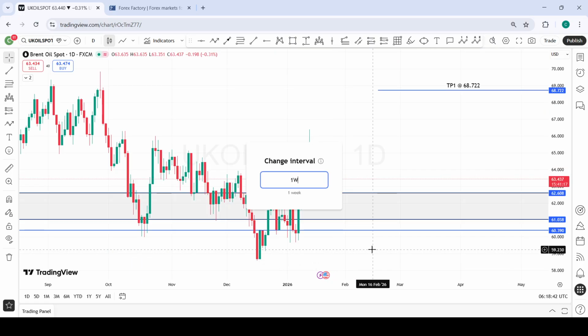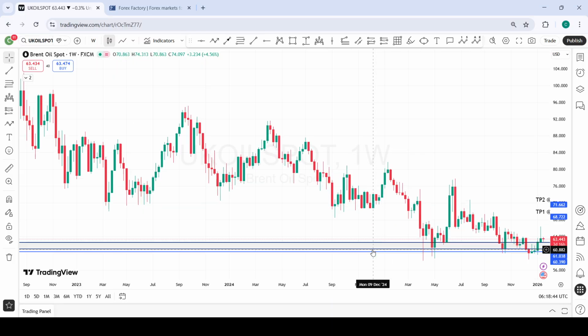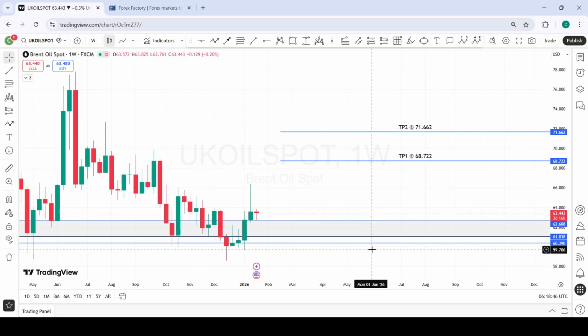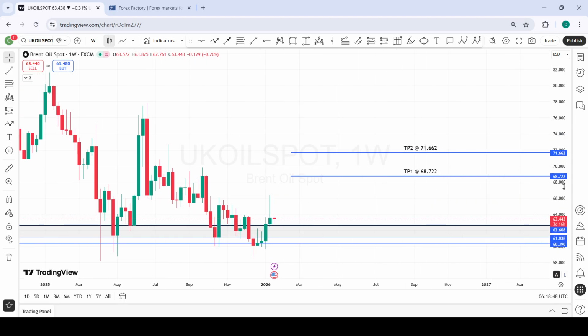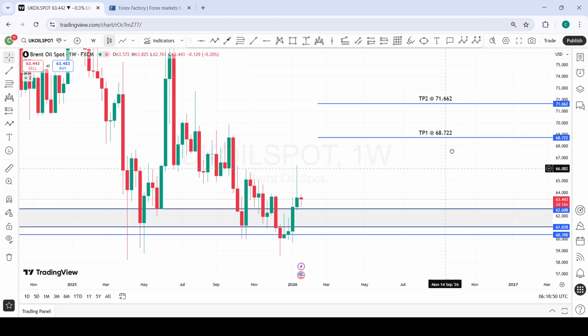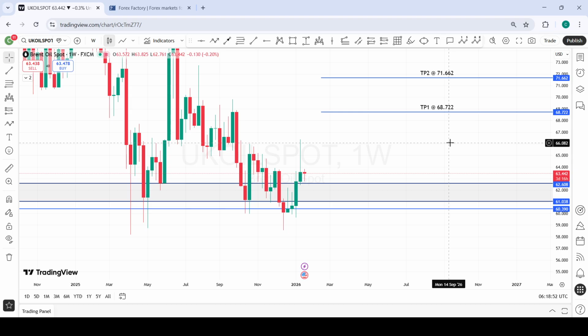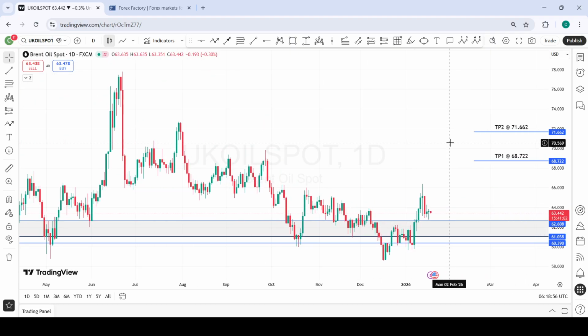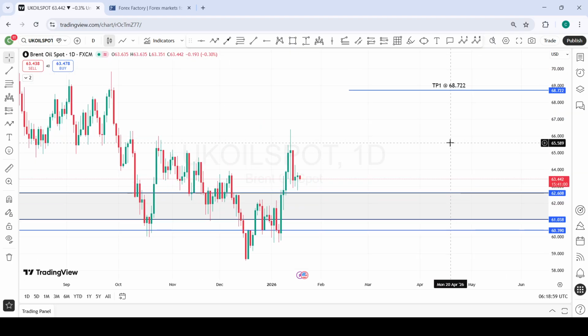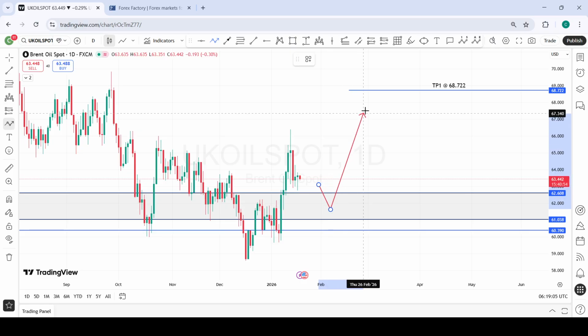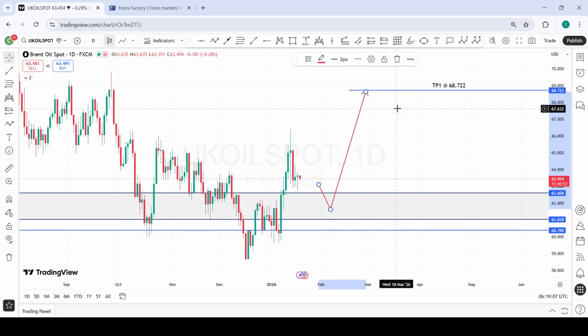We have here Brent crude oil. So Brent crude oil is still bearish on the monthly and the weekly perspective, but on the daily perspective, price has shifted. I think the daily and the 4-hour price has shifted bullish. So going into this week, we'll be looking for it to pull back into this very first zone and look for buying opportunities to this TP we have here as our TP1.